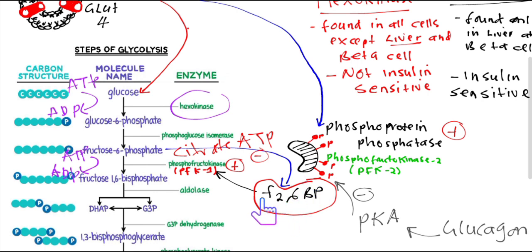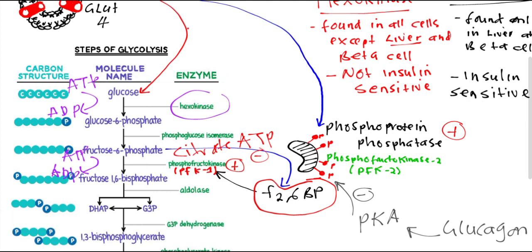You cannot produce fructose 2,6 bisphosphate. And if you can't produce that, are you going to have an activator of PFK1? You're not going to have activators of PFK1. So if you inhibit PFK2, you cannot produce fructose 2,6 bisphosphate, and without fructose 2,6 bisphosphate, you can't activate PFK1. And without PFK1 being activated, you can't convert fructose 6-phosphate to fructose 1,6 bisphosphate. As a result, you're going to inhibit what? The glycolysis pathway. So glucagon is an inhibitor of glycolysis.